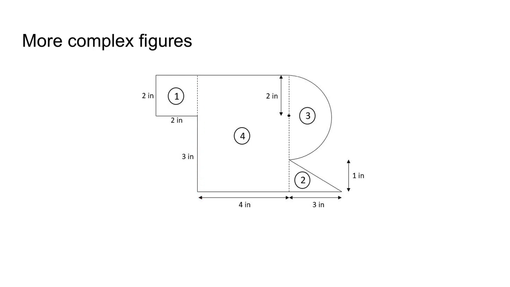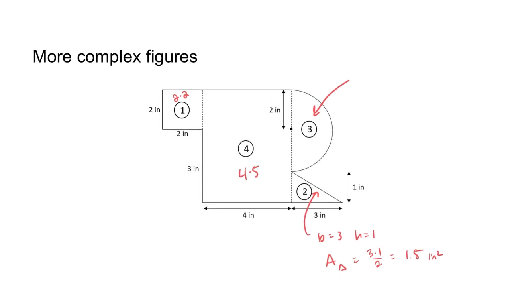So this area right here is going to be 4 times 5, and 2 times 2 for that area. This little triangle right here has a base of 3 and a height of 1. So the area of the triangle is 3 times 1 divided by 2, which is 1.5 inches squared. And then lastly, we need to find this area right here as well, which is a semicircle. We need the normal area formula for a circle, but we're going to divide that by 2. So the area of part 3 is pi r squared divided by 2. My radius is clearly labeled for me as 2. So I've got 4 pi divided by 2, and I get 2 pi.